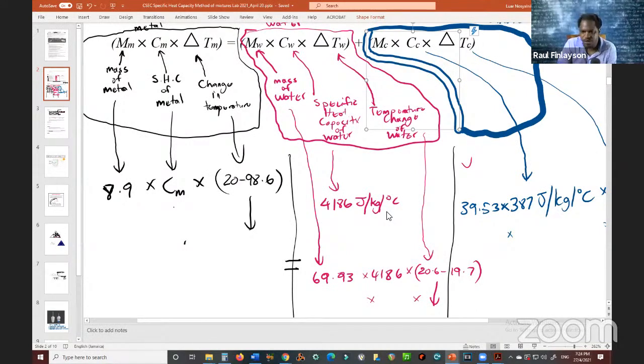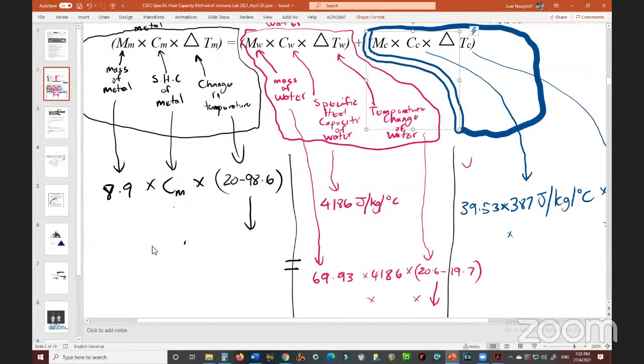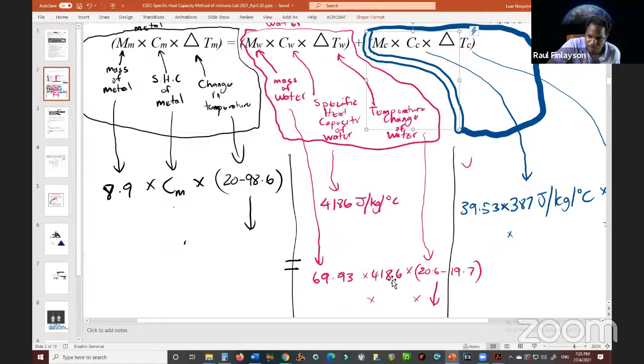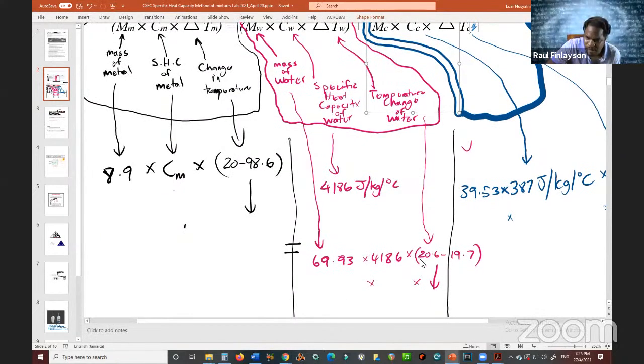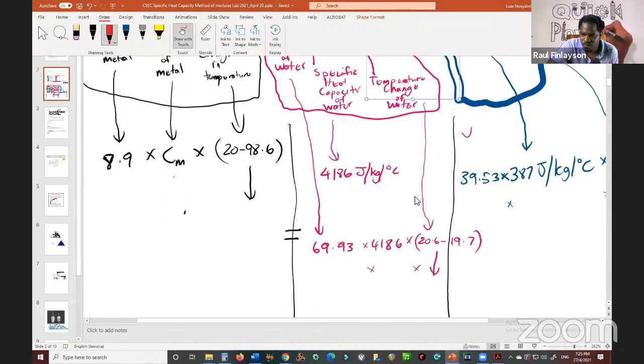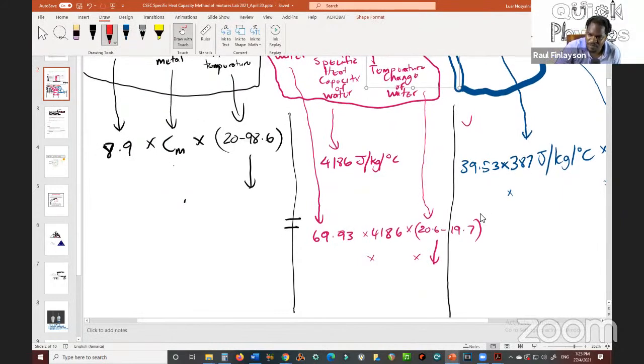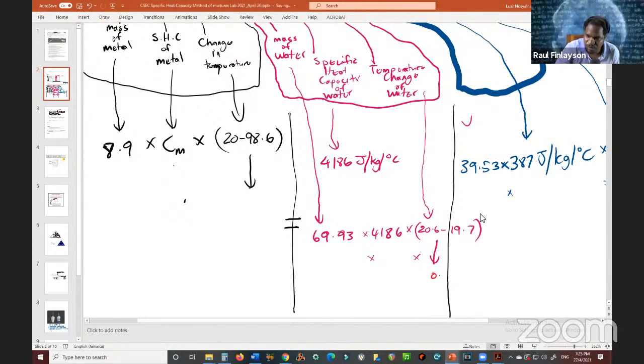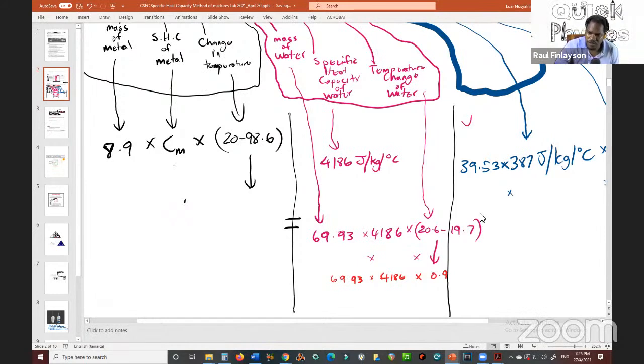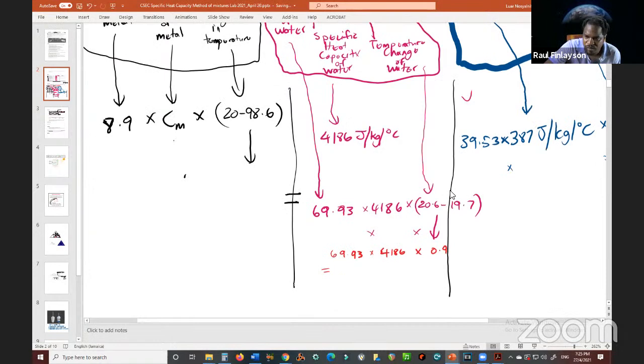We'll say, so I have here 69.93 times 4,186. And of course, we're multiplying that by the difference between 20.6 and 19.7. Just simple maths will tell us that taking 19.7 away from 20.6 should give you 0.9. And of course, we are going to multiply 4,186 again by 69.3, and we get some number here that we can use to complete this.